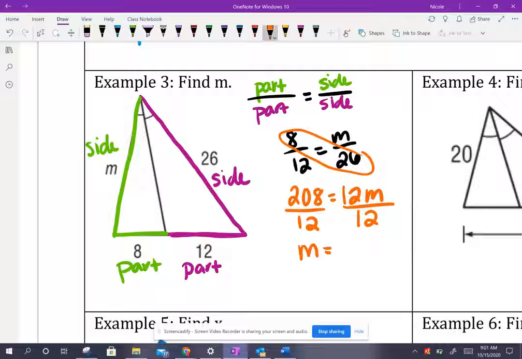And M is equal to 17.33333. So you can write that as 17 1/3 or 52 over 3 if you'd like, or 17.3. Okay, let's look at another example of that.